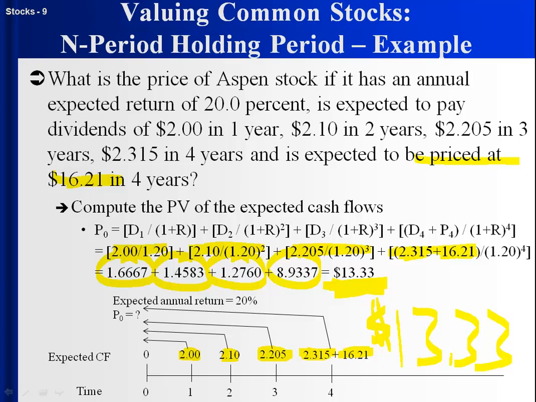And then the solution goes out 4 decimal places so that you wind up with $13.33 and not something a little bit different because of rounding.